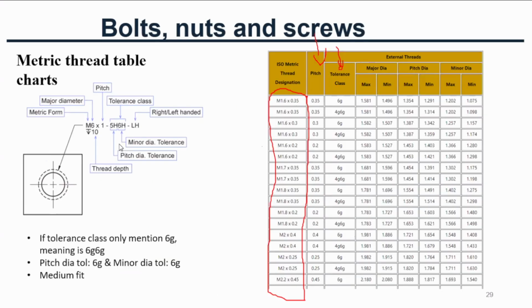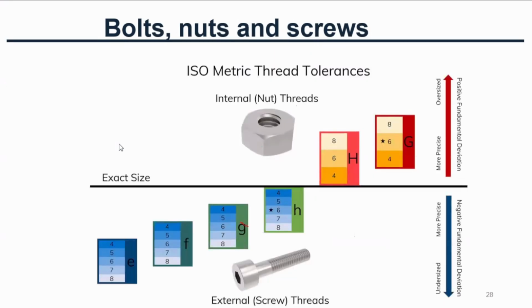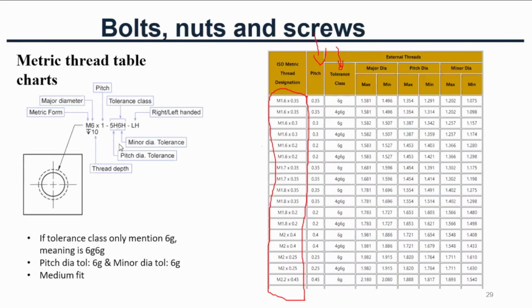What is 6G? 6 means the grade, G means our position. Then for the measured diameters you can get the maximum and minimum value, the pitch diameter maximum and minimum value, and the minor diameter. This is the standard table.